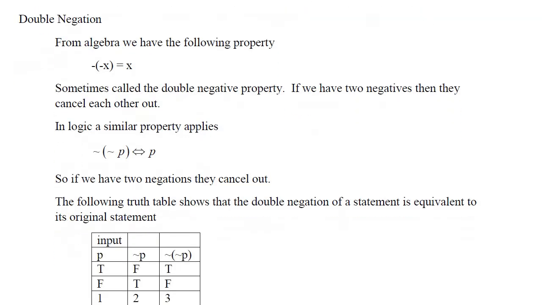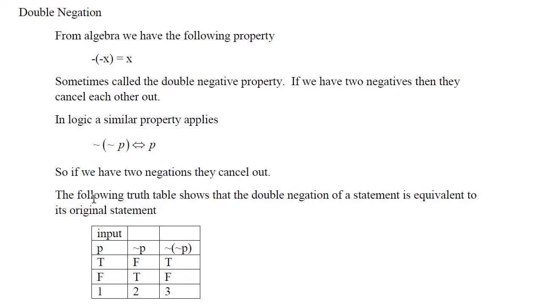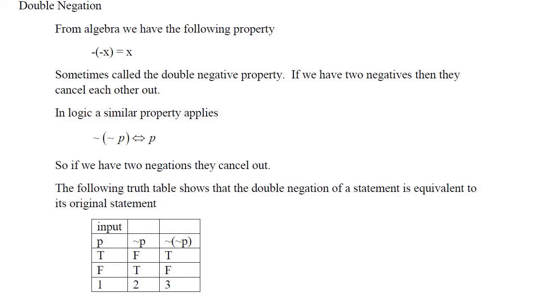The following truth table shows that that is indeed equivalent. So if I have statement p is true, if I negate that, it becomes false, and if I negate this, it becomes true again, back to its original value. If p is false and I negate it, it becomes true, and if I negate that, it becomes false, back to its original value. So this truth table verifies that the double negation rule does indeed apply.